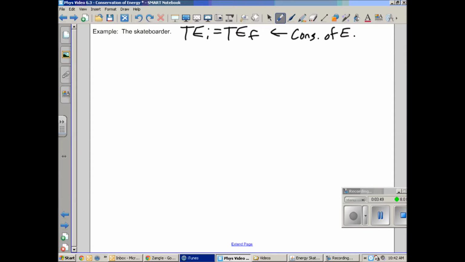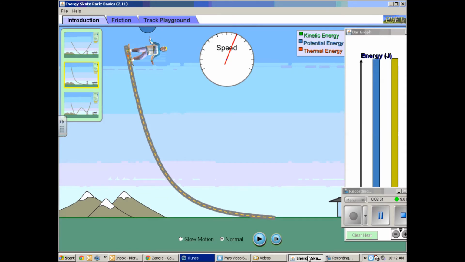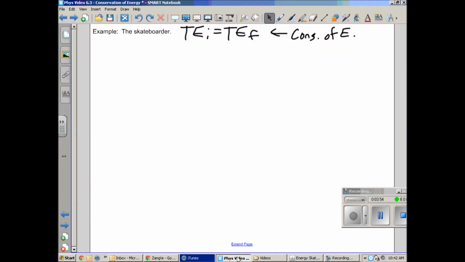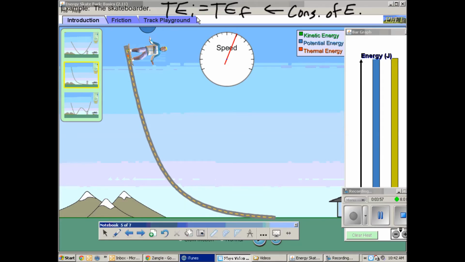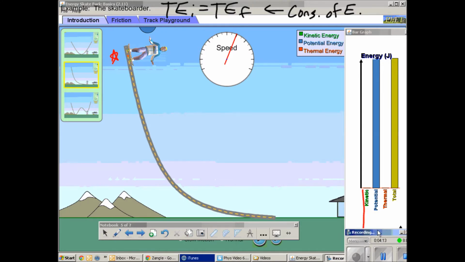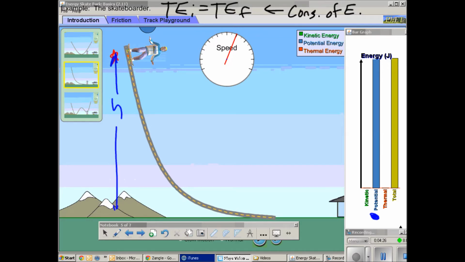I'm going to try to use this little applet here. Oops, that's not what I wanted to do. I wanted to do this. Cool. So in this example, we've got this skateboarder, and you can see he's hanging out up here at the top of the ramp. If you look over here, ignore this red line, you can see that he has a lot of potential energy. Why does he have so much potential energy? Well, because he's way up high.